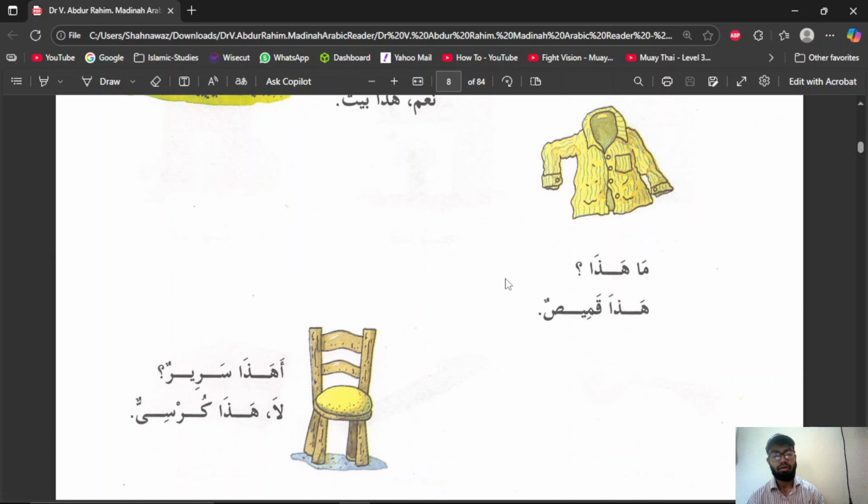So we have another question here. Mahada. What is this? So this picture looks like a shirt. So shirt in Arabic is called kamisun. So we reply Hada kamisun. Hada means this. Kamisun is shirt. So this is a shirt.